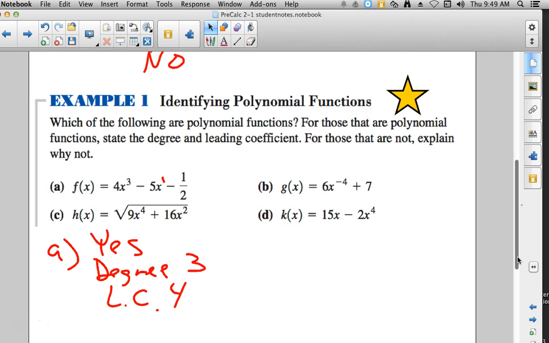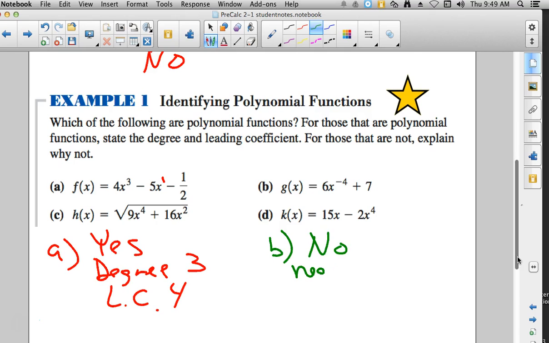All right, how about B? Is that a polynomial function? No. Does it say we have to tell them what's wrong? For those that are not, explain why not. What's wrong with it? We have a negative. Yeah, a negative integer up there. So this is a no. We have a negative integer for a power.